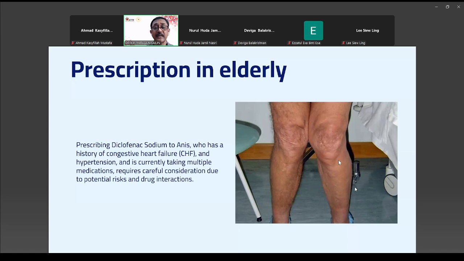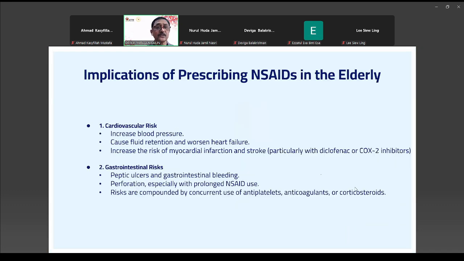A lot of the time, elderly patients come with osteoarthritis. They come with genu valgum. So you have to be careful when prescribing diclofenac sodium or any NSAID in a patient who has congestive heart failure, and also a COX-2 inhibitor. You have to be careful because it can aggravate and worsen the heart failure. So start off with paracetamol for these patients. Always remember that prescribing NSAIDs carries a cardiovascular risk, which includes an increase in blood pressure and aggravation of the heart failure.